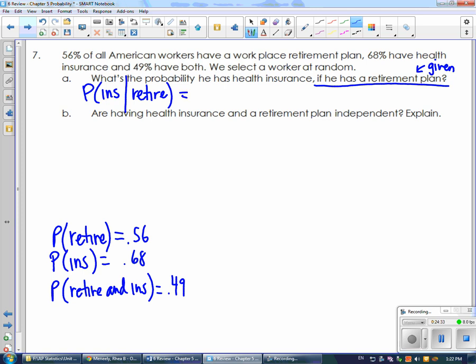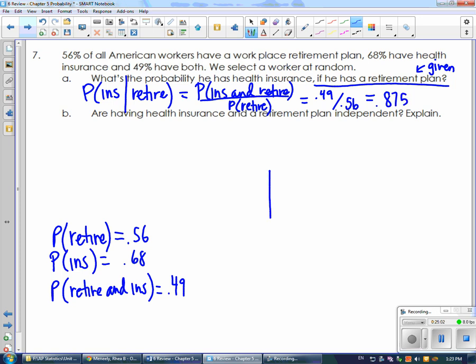The rule for conditional probability is simply the probability of both insurance and retirement over the probability of retirement. And those are two probabilities that I'm given in the problem. It's simply going to be 0.49 over the probability of retirement, which is 0.56. And that ends up being 0.875.